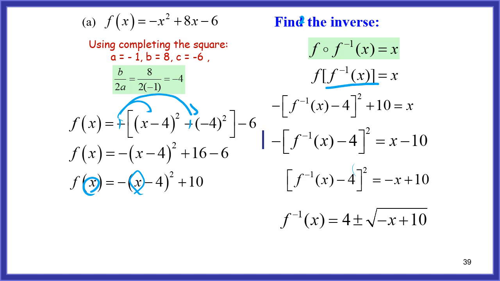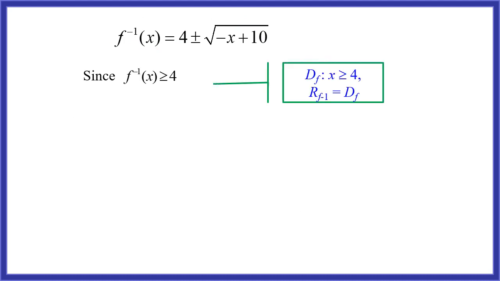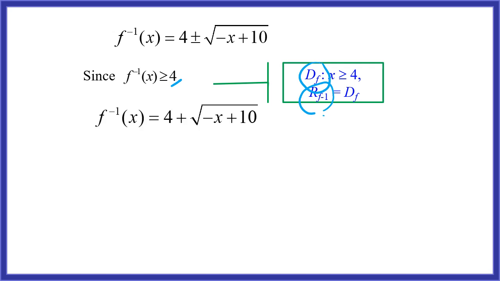But remember, the question gives that x is more than or equal to 4. Because x is more than or equal to 4, this is the domain of f, which means that the range of f inverse will be more than or equal to 4. So f inverse of x should be more than or equal to 4. So we only take 4 plus square root of negative x plus 10. Okay, so now we have the f inverse.